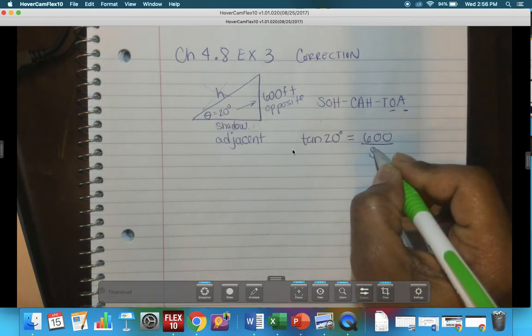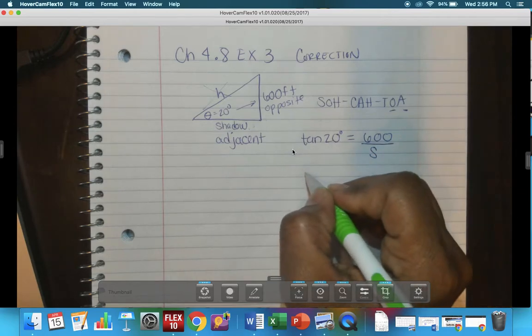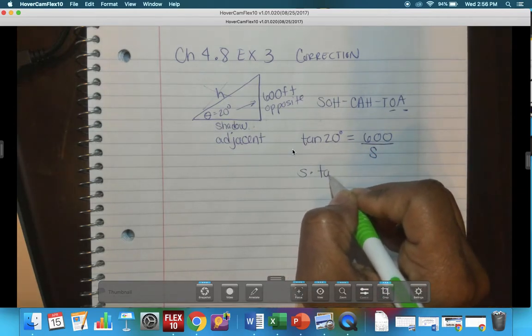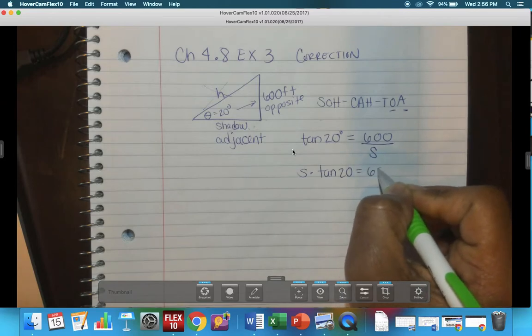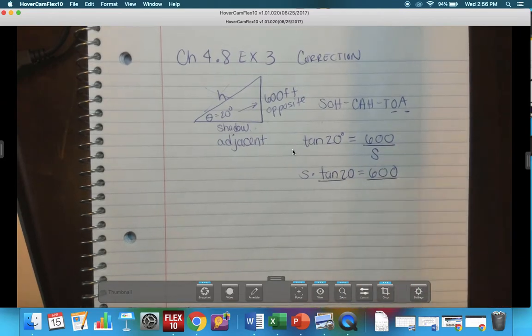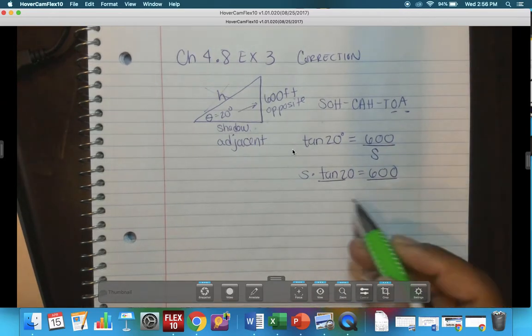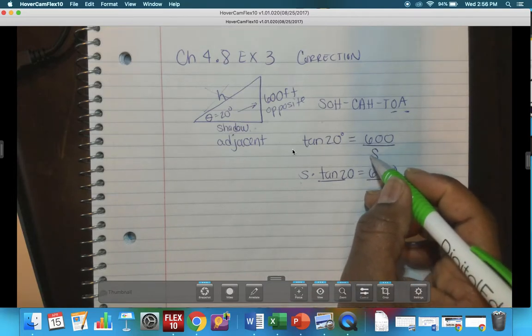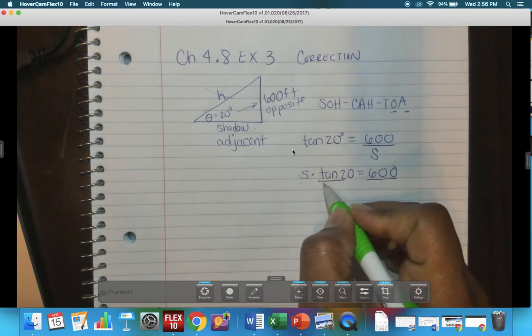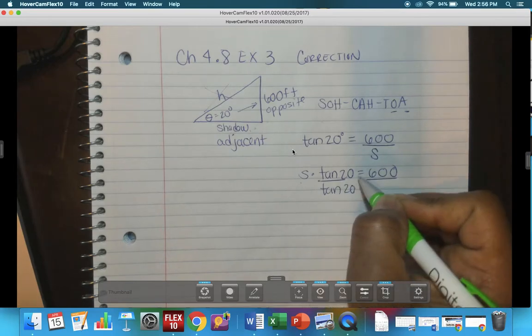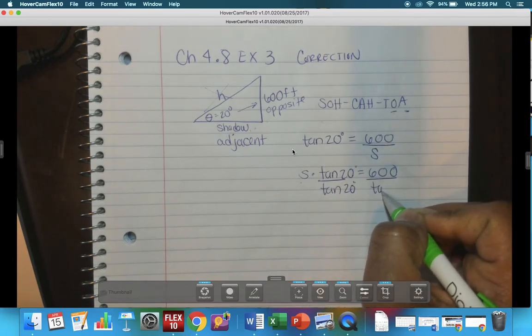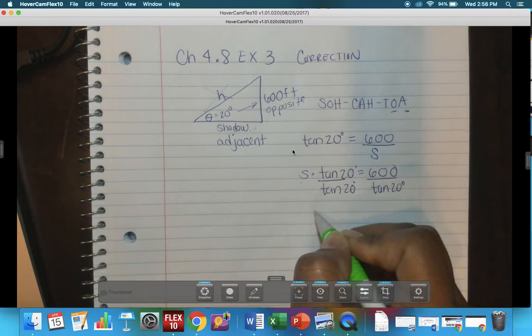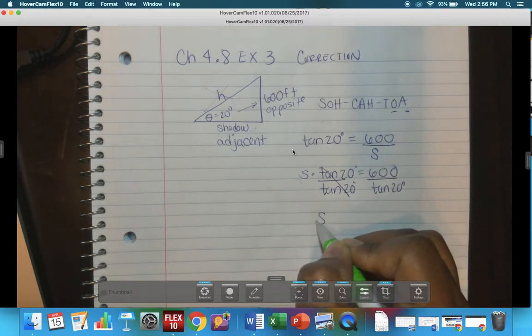And in order to find S, I'm going to just cross multiply. So I get S times tan 20 equals 600. And then I'll divide both sides by tan 20 so that I can get S by itself. I just multiply both sides by S, and now I'm dividing both sides by tan of 20 degrees. Okay, so now I'll have S by itself.